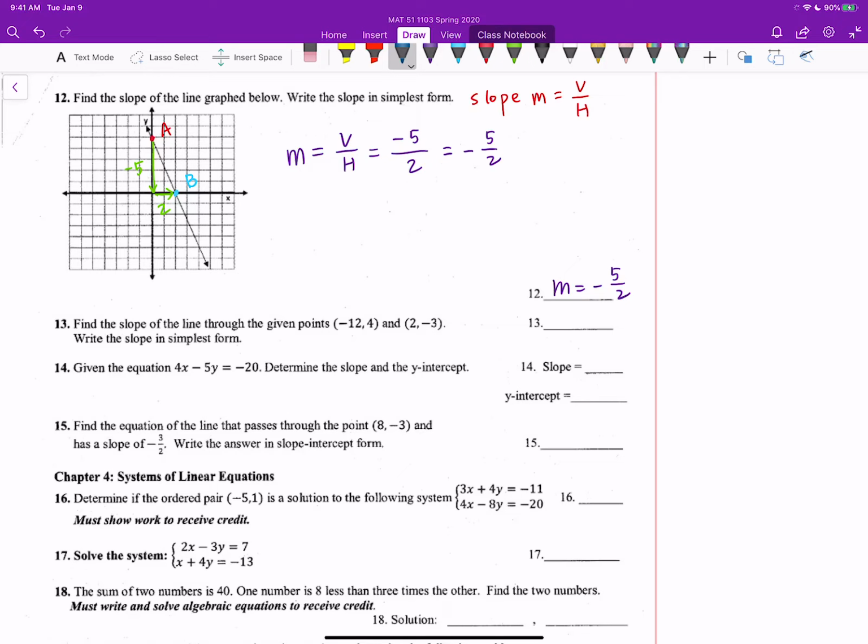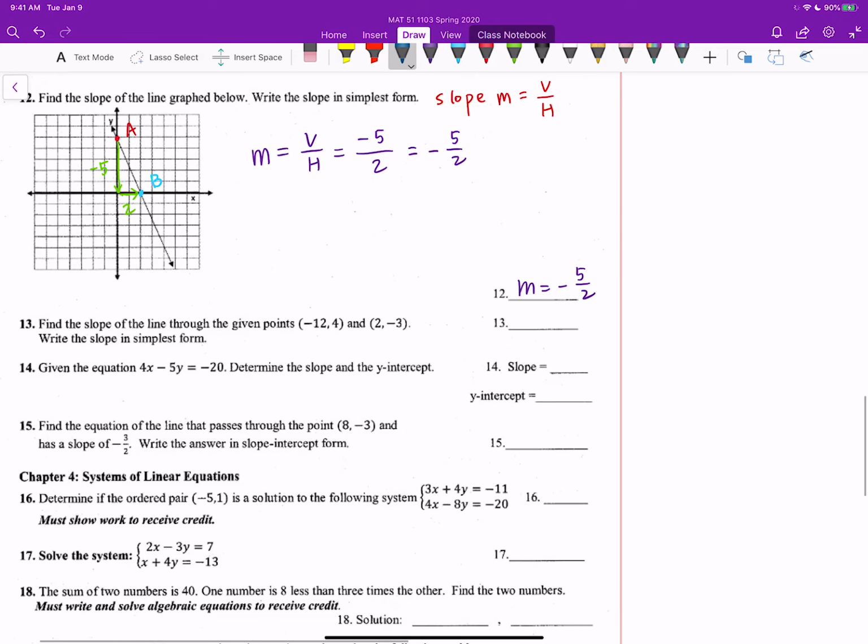Number 13. Find the slope of the line through the given points, negative 12, 4, and 2, negative 3. Write the slope in simplest form. So we did similar examples in class, if you remember. We are going to find out the slope using the formula, which is y2 minus y1 over x2 minus x1. That is if you have 2 points and you want to find out the slope.